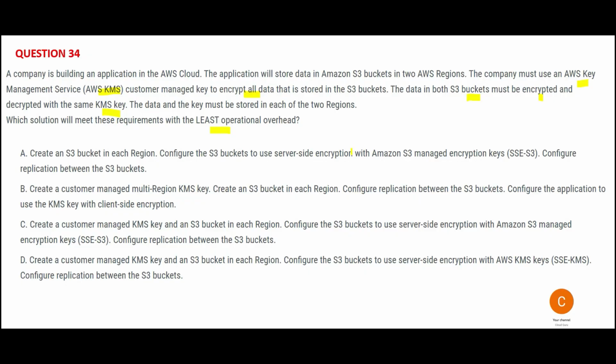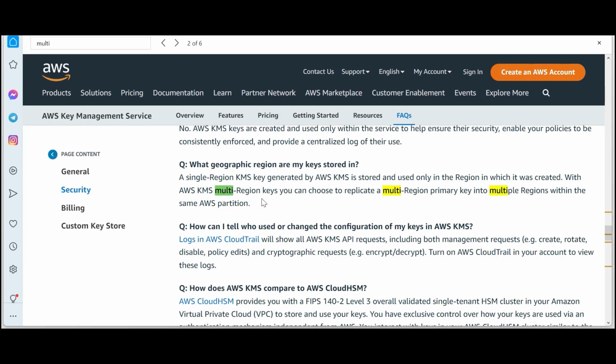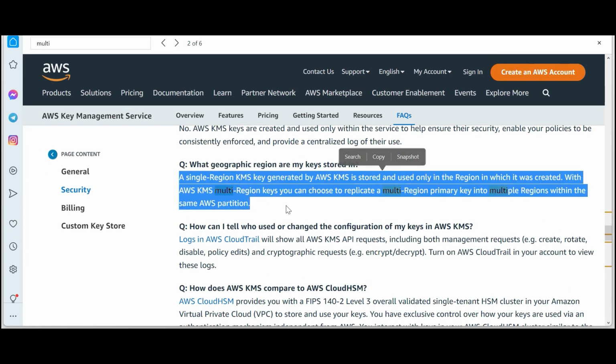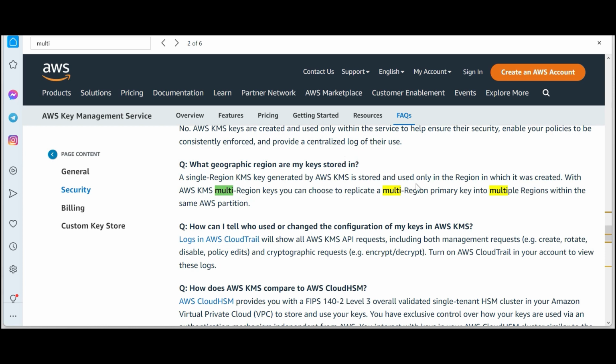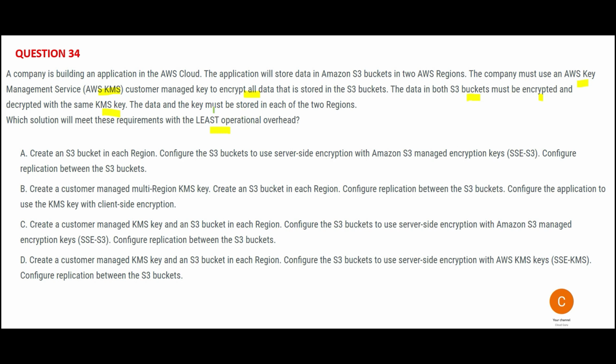So one thing I would like to highlight here, please focus. One thing is important. KMS is a multi-region service. So very important, understand this question here. With a single-region KMS key, you can store keys for one region only, but with multi-region keys, you can choose to replicate the multi-region primary key into multiple regions within the same AWS partition. So we are clear, we want to make use of a multi-region KMS key. Where do I find multi-region? In all of these options, only here. This is my answer, locked.